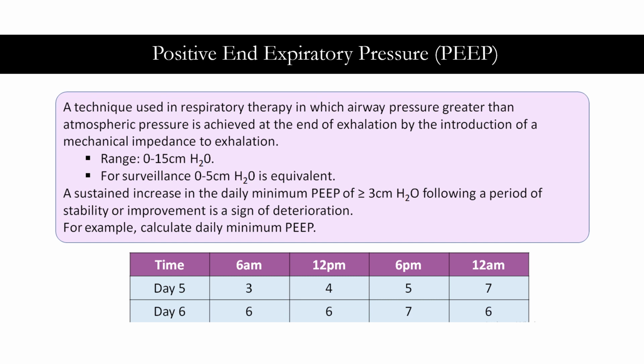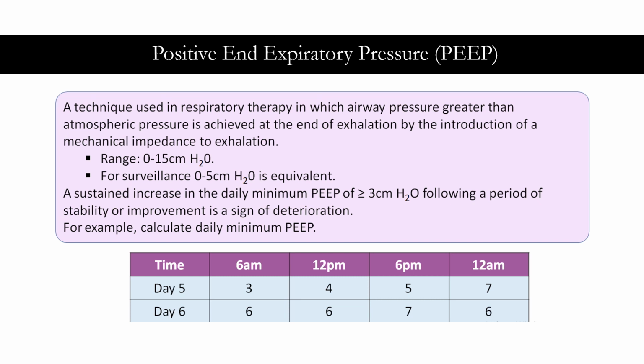Now regarding positive end expiratory pressure. PEEP is a technique used in respiratory therapy in which airway pressure greater than atmospheric pressure is achieved at the end of exhalation by the introduction of a mechanical impedance to exhalation. The range should be about 0 to 15 cm of water. For surveillance, 0 to 5 cm of water is equivalent. That is positive end expiratory pressure.